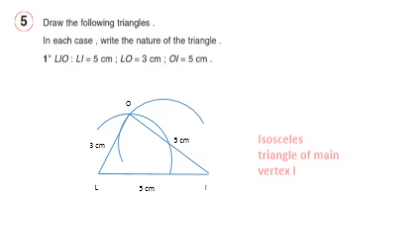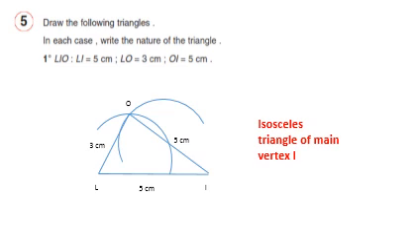So as you can see, this triangle is an isosceles triangle of main vertex I. So if you are going to tell me that this is an isosceles triangle, you have to tell me which one is the main vertex, because the main vertex will tell you what are the two sides that are equal.